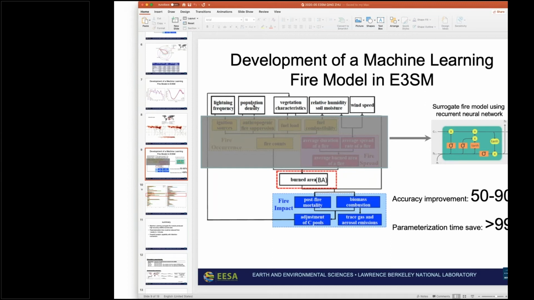So in summary, here we developed a machine learning version of this fire model in E3SM, but we still keep the interface unchanged. We still have input variables: lightning frequency, population, vegetation, soil moisture, and wind speed, and we have the output variable, burn area. The reason why we do this is that we wanted to later plug this model back into the E3SM so that we can have a second option for simulating burn area.